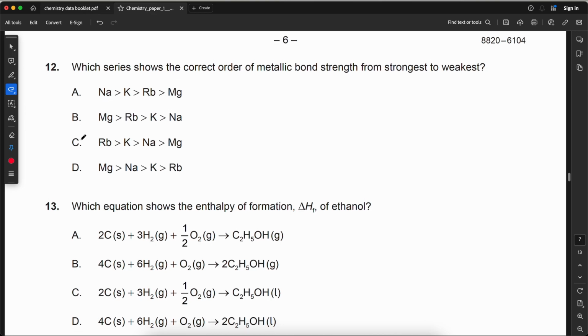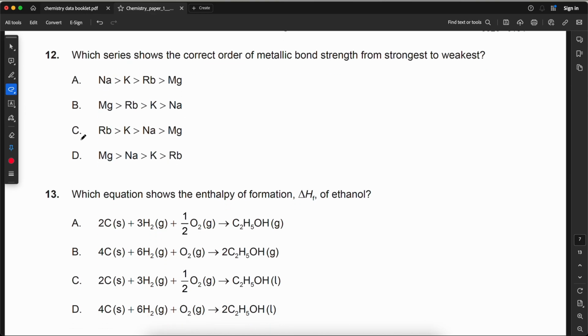Which series shows the correct order of metallic bond strength from the strongest to weakest? So we've got Na, K, Rb, Mg. They are +1, +1, +1, and +2. So definitely this one is the strongest. So it has smallest size, okay?